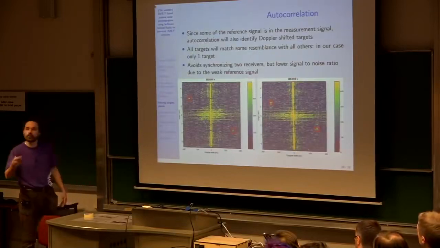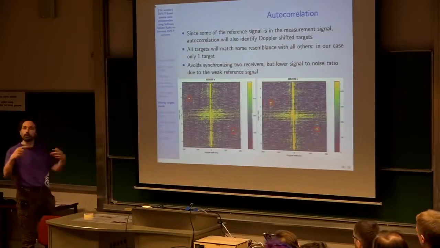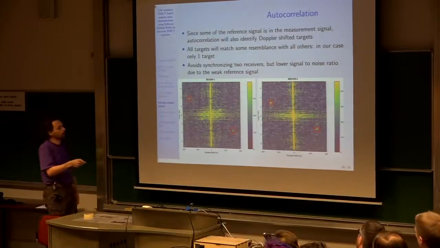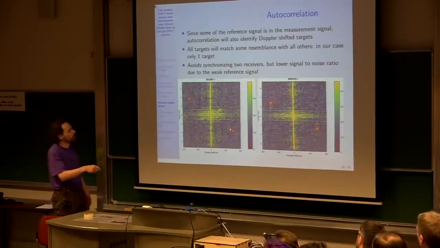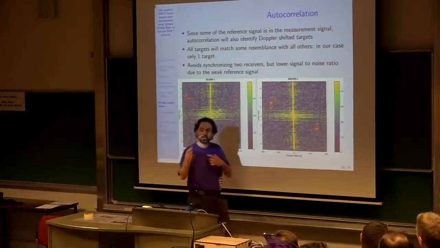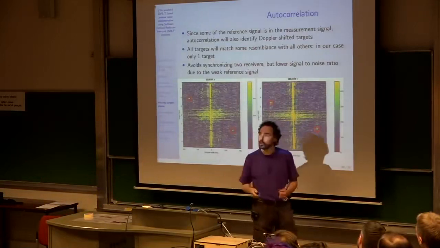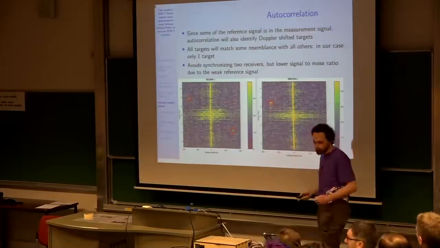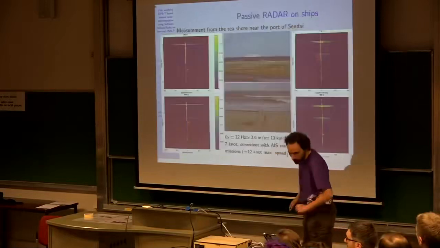Of course, with a poor signal-to-noise ratio, because the reference signal is now much weaker, you have a lot of artifacts. Here it works very well because there's only one target. But if you have multiple targets, you get all the mixing between all the targets. So autocorrelation is one way of getting the story without all the hassle of synchronizing multiple receivers.